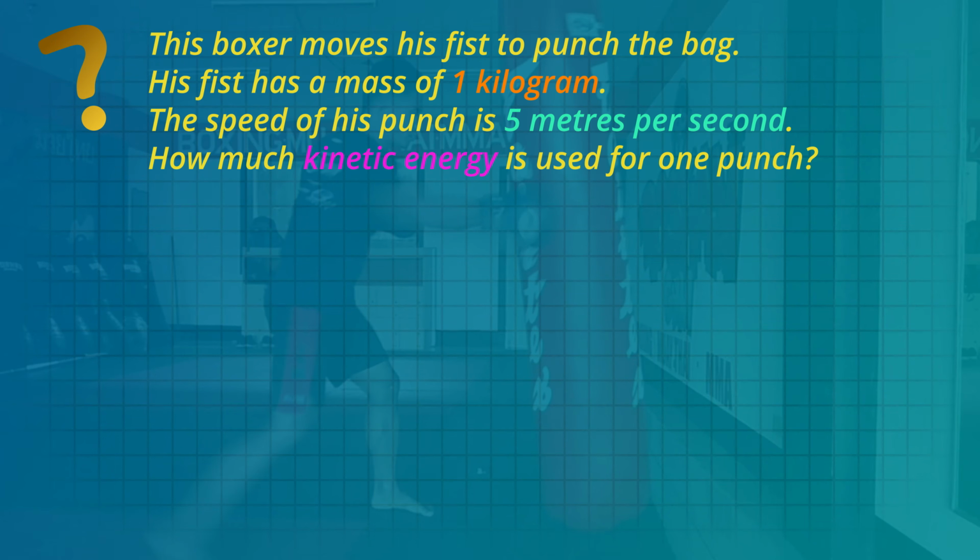This boxer moves his fist to punch the bag. His fist has a mass of 1 kilogram. The speed of his punch is 5 meters per second. How much energy is used for just one punch?